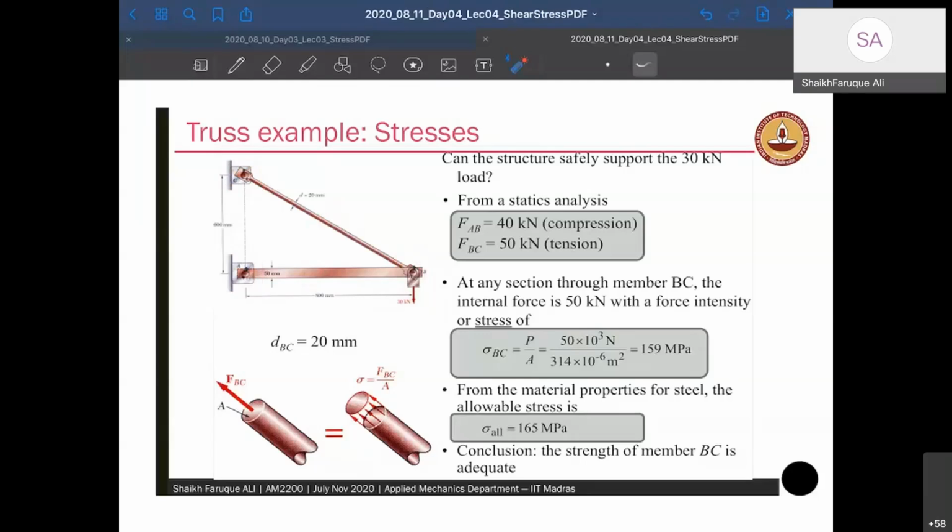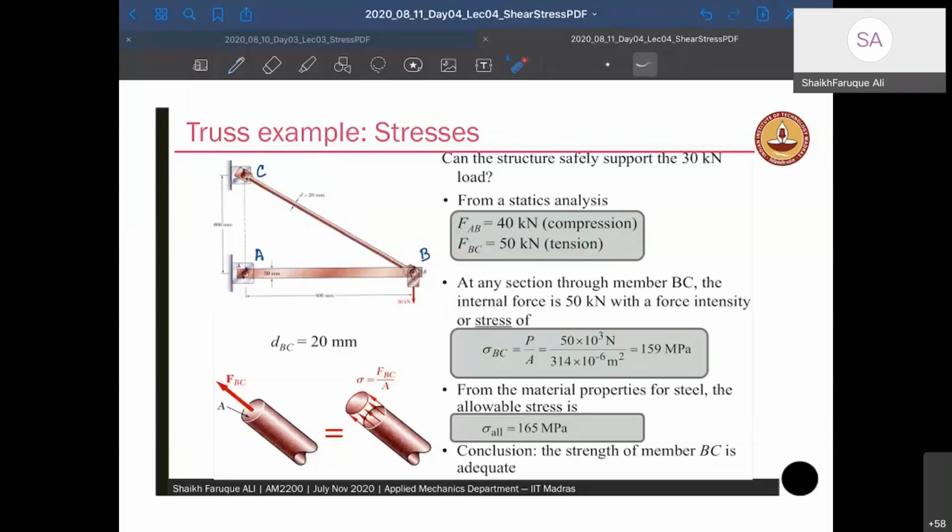So if AB is given now as 40 kN compression, and if BC is given as 50 kN tension. So at any section through the member BC, this is my BC member. So I will write them again here. C is here, B is here, and A is here. At any section through the BC member, the internal force is 50 kilonewton.